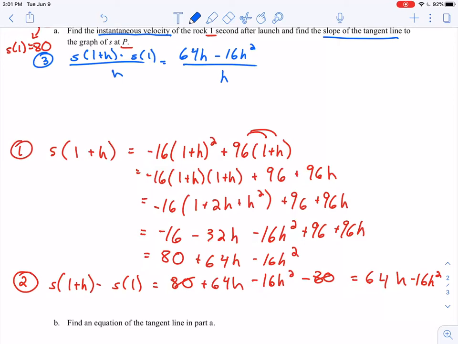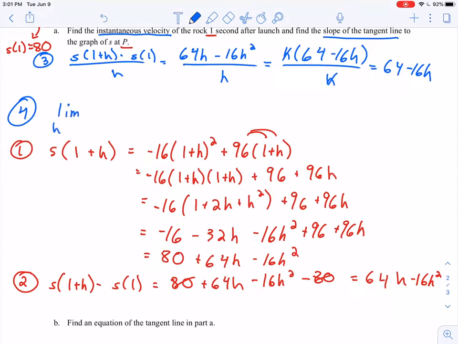and remember, our goal is to simplify this as much as possible. Again, just like last time, I see that common factor of h in the numerator, so let's factor that out. I've got 64 minus 16h, all divided by h. These two cancel, leaving me with 64 minus 16h. My last step then, step 4, I want to look at, well, what's the limit as h approaches 0 of the whole thing? S of 1 plus h minus s of 1, all of this divided by h. So really I'm looking at what's the limit as h approaches 0 of 64 minus 16h.